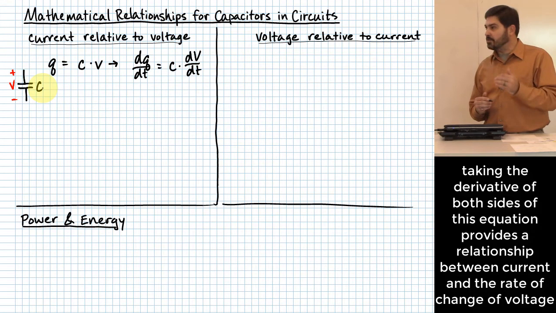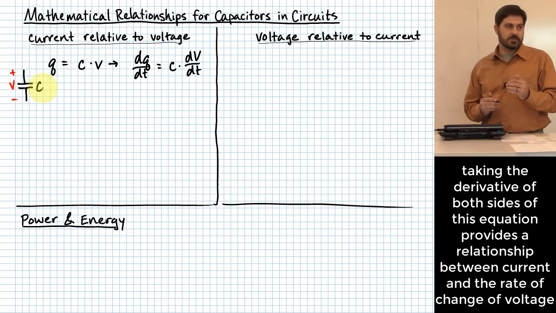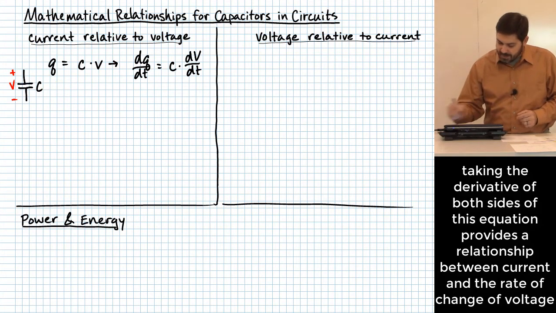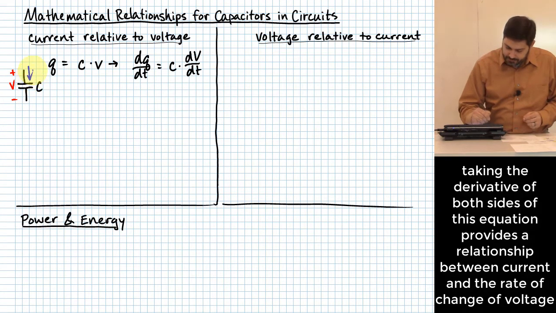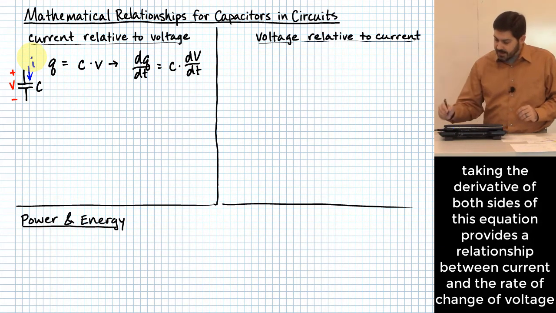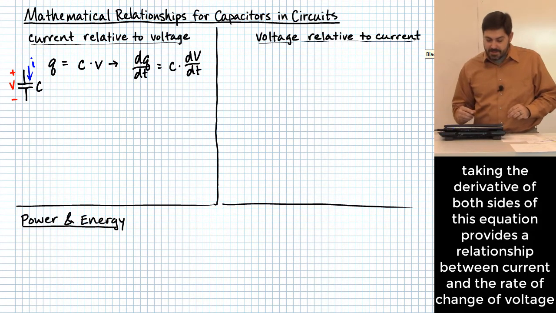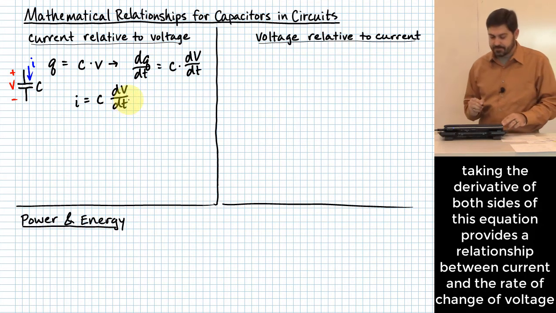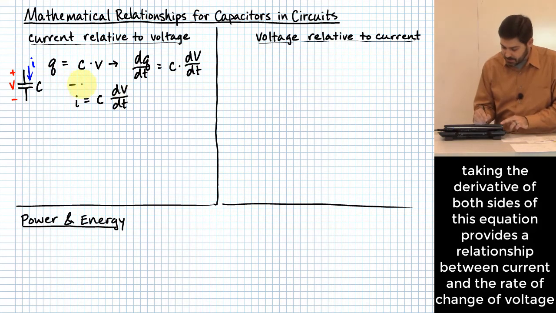What is the time rate of change of charge? Current. That's right. This is like a flow rate. It's the time rate of change of charge. And when we draw that, we're basically going to draw it this direction, where the current I goes this direction. And so what we can rewrite this as is that I is equal to C dV dt. Okay, and that is an equation that I would like you to commit to memory.